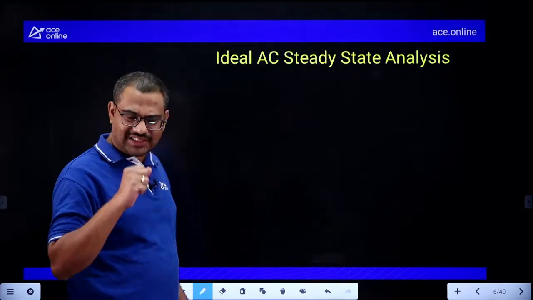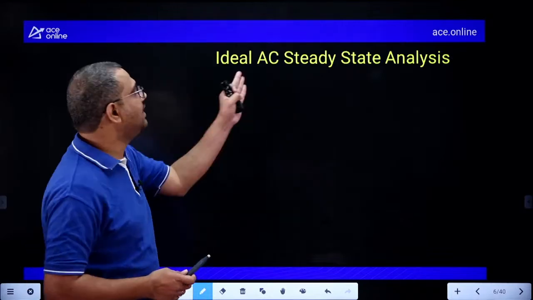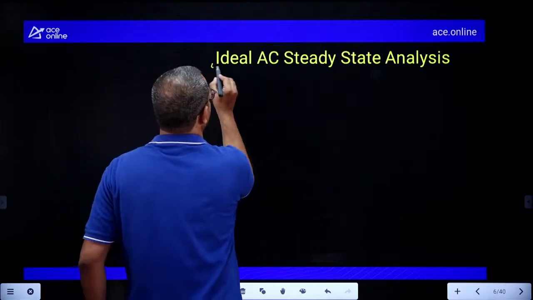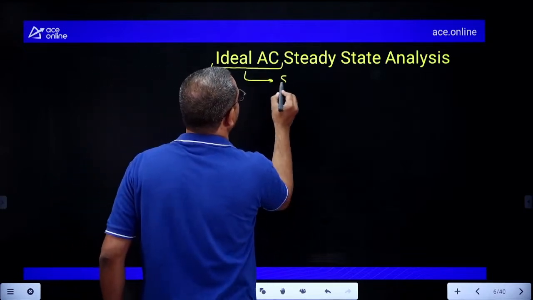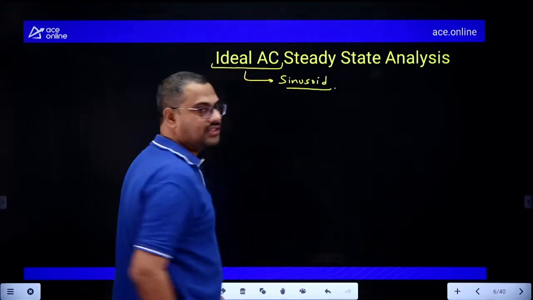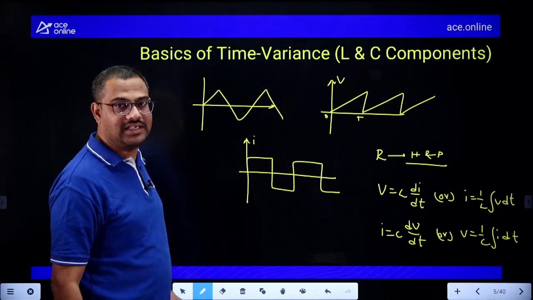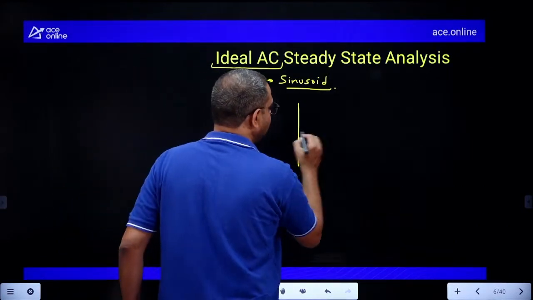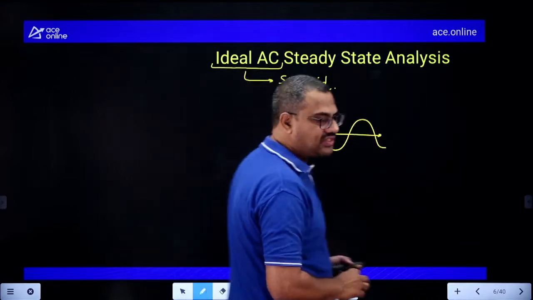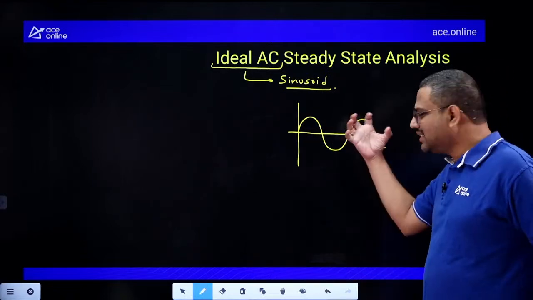Now after learning basics of time variance and especially inductor capacitor, we will go to ideal AC steady state analysis. Ideal AC is sinusoid. Though there is also triangular AC, square AC, ideal AC is only sinusoid. Sinusoid means it can be sine wave or cosine wave. What is the meaning of sinusoid? Either Vm sin omega t or Vm cos omega t. This is the number one AC waveform.